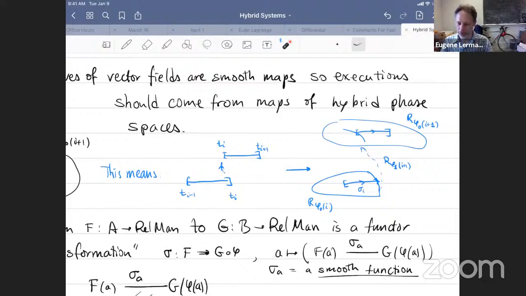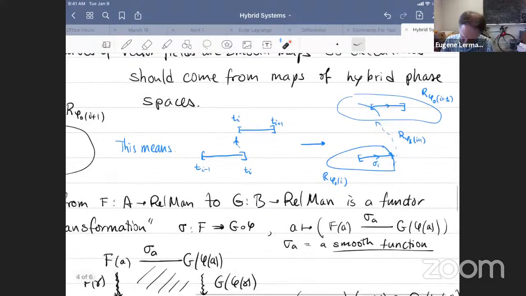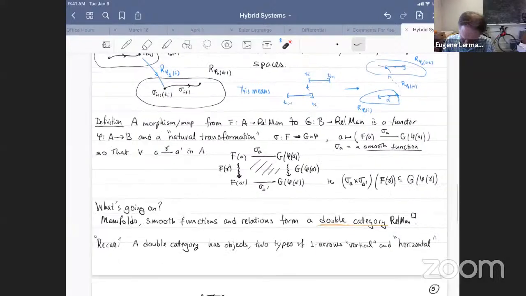And then, what's an execution, or the map underlying the execution? It should be a map of hybrid phase spaces taking a collection of these intervals and jumps to a collection of maps of manifolds. So this interval goes here, it's an integral curve. This jump is a very simple reset map, or one-point relation, and it should go into a relation. So if I get to the end of my manifold, and here's my reset relation or reset map that takes points from here to here, I'll just jump. So that suggests the following definition.